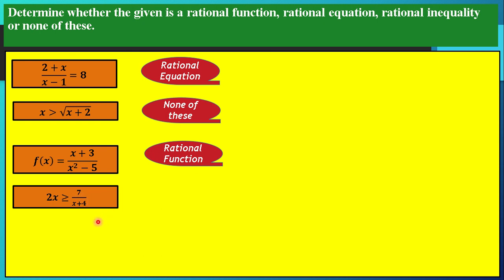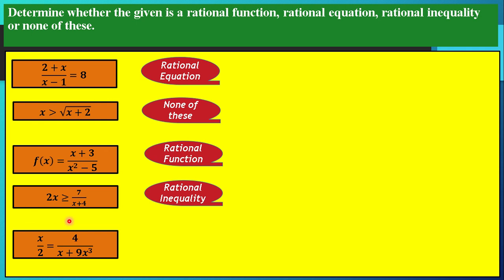Meron po ba tayong involved na rational expression? Meron po, itong 7 over x plus 4. Next na titignan, ano yung ginamit natin na symbol? Inequality symbol, which is greater than or equal to. Therefore, this is an example of rational inequality.